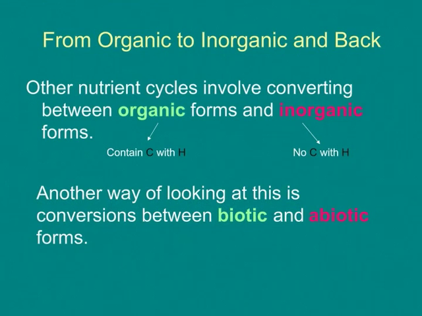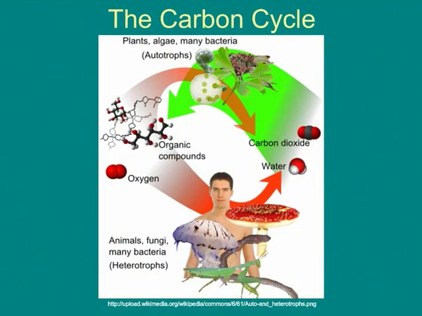We can also look at this a little more ecologically rather than chemically. If we look at it ecologically, we're really talking about conversions between biotic forms of carbon and nitrogen and abiotic forms of carbon and nitrogen. So the carbon cycle is one of those cycles where the carbon is going to go from organic to inorganic form. We've actually talked about the carbon cycle quite a bit, just not using the term carbon cycle.